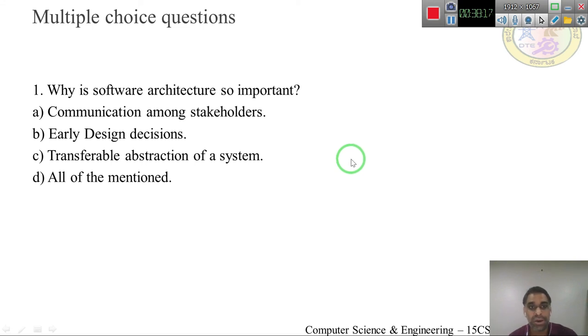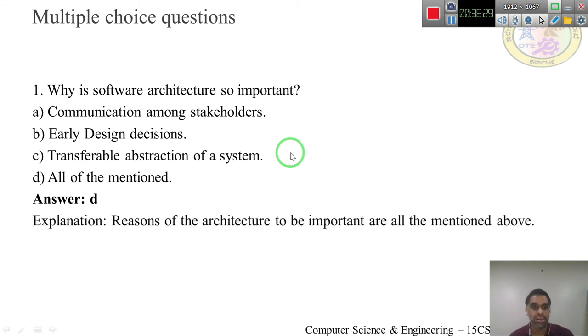So as per the concept behind software architecture, we understood that all three are required, right? That's why the most proper answer would be answer D. So the reasons for the architecture to be important are all three: communication among stakeholders, early design decisions, and transferable abstraction of a system. Okay.